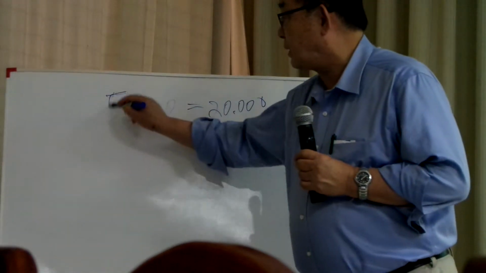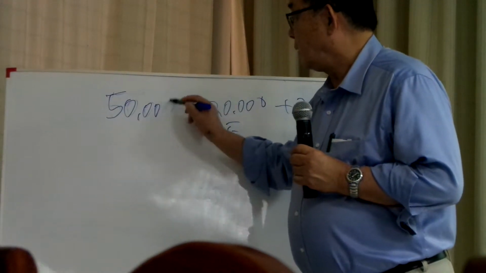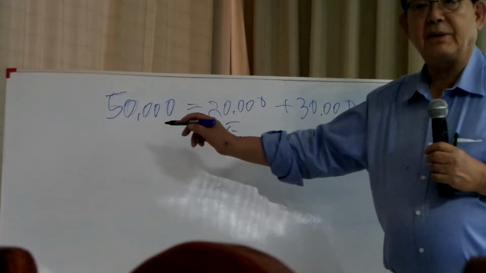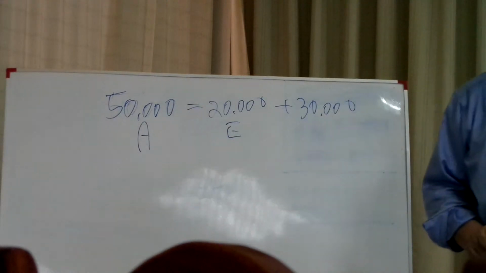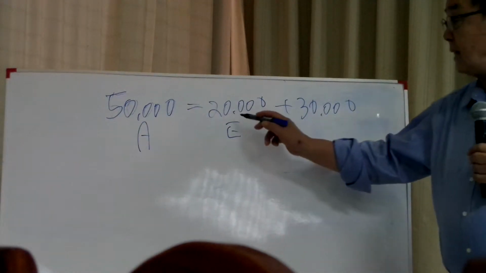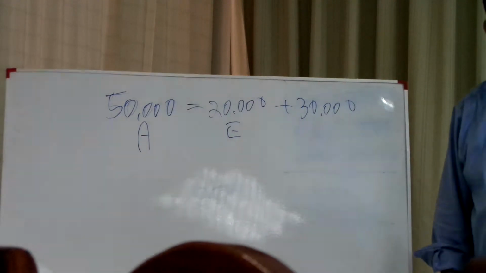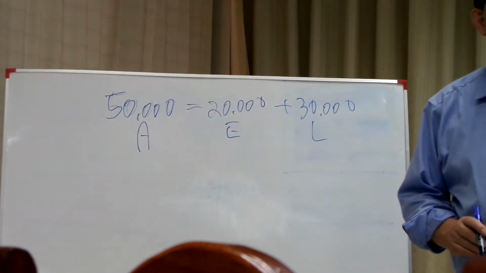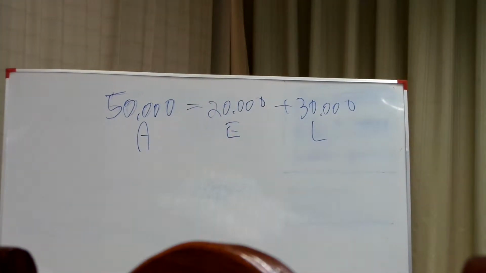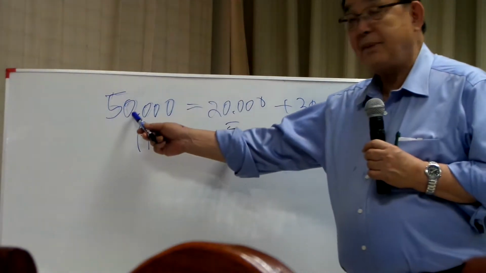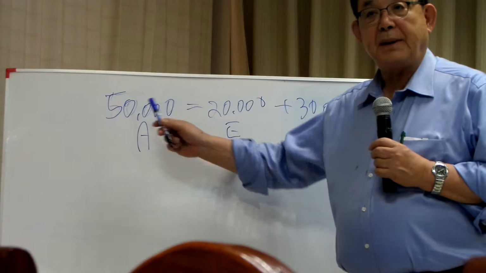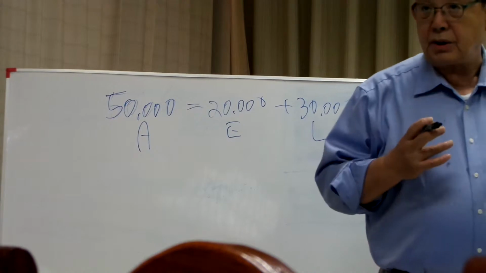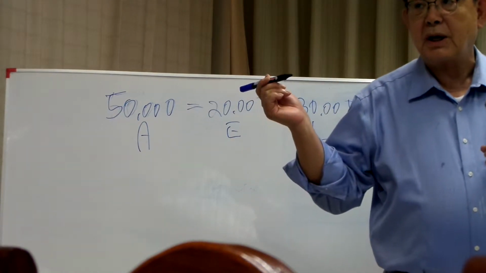Okay, so this $50,000, this is a BMW price. Okay, so this 50,000 is an asset. This asset is 20,000 out of my pocket, and 30,000 I borrowed from the Bank of America. Okay, so asset is 50,000. The BMW is a resource I own. This is a resource. Okay?